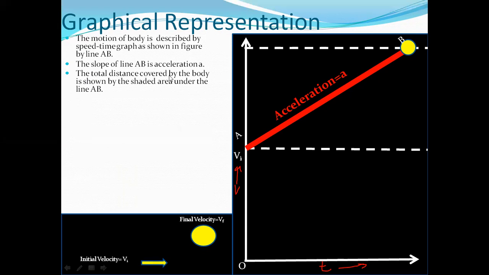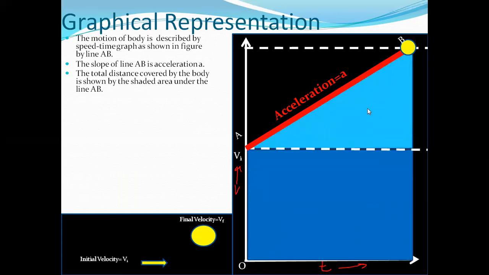The total distance covered by the body is shown by the shaded area under the line AB. That means this was the line AB. Now the whole area with blue color, the shaded part, is representing the distance covered by that body from here till here.